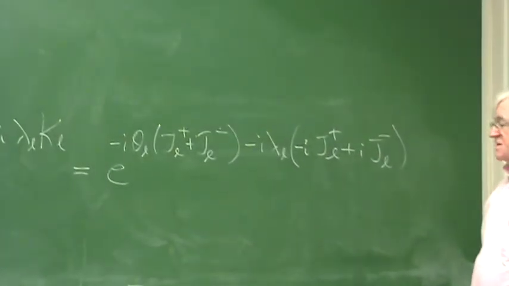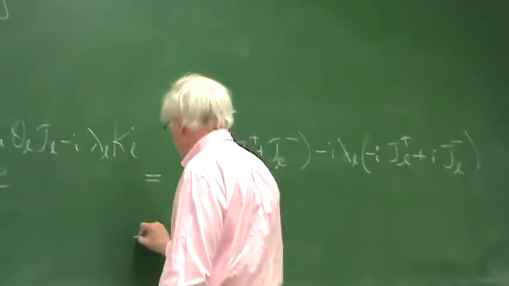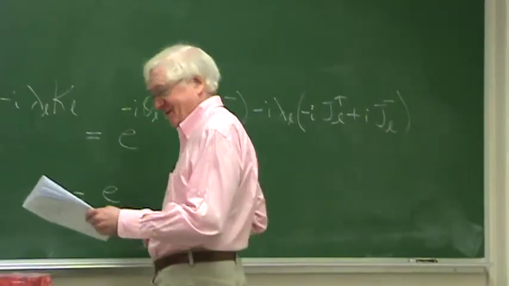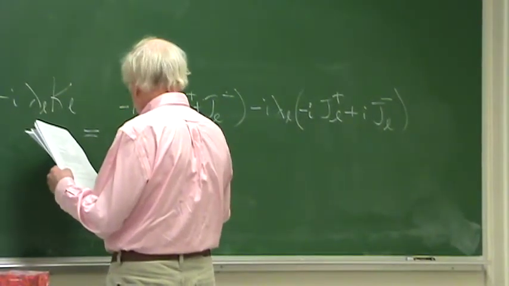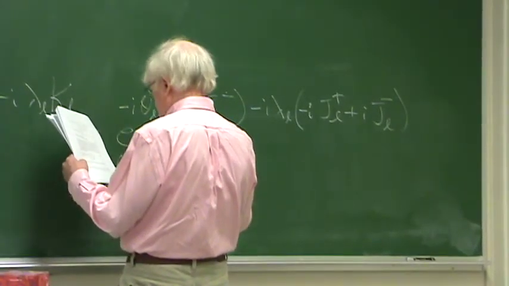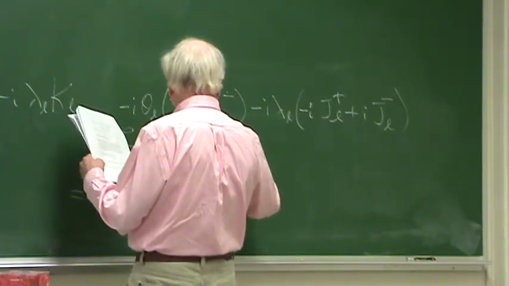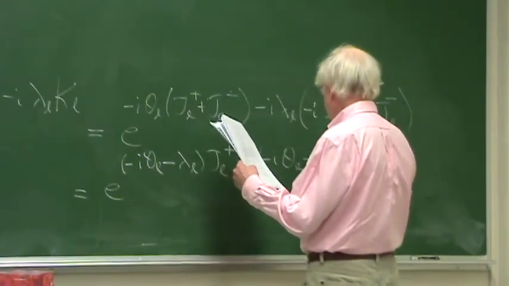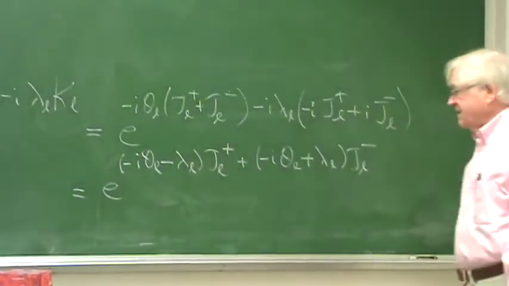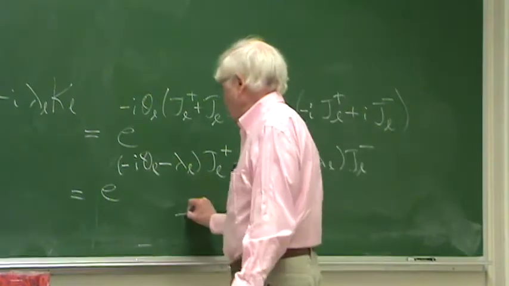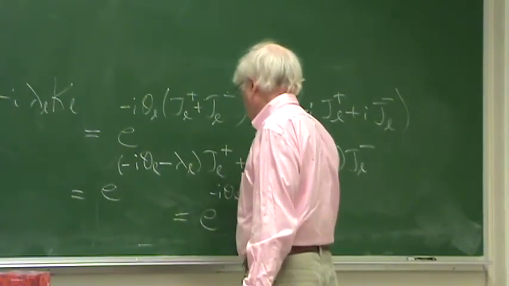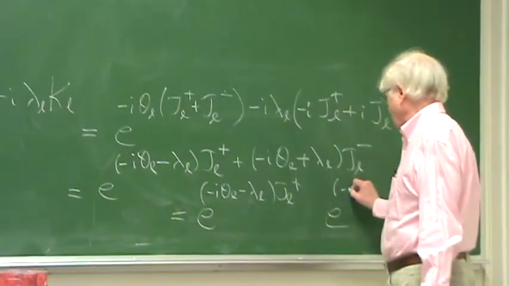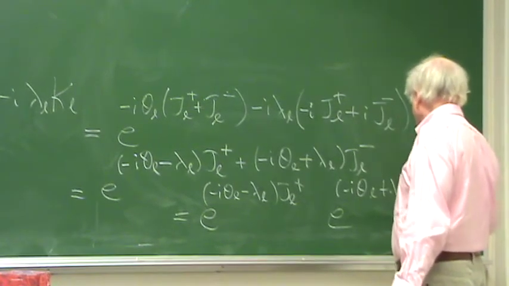But now the marvelous thing is the J pluses and the J minuses commute. And so we can rewrite this as E. My left hand was down when I wrote that, so you want to look at it carefully. This is minus i theta_L minus lambda_L J_L plus, plus minus i theta_L plus lambda_L J_L minus. Since the J pluses and the J minuses commute, we can rewrite this as E to the minus i theta_L minus lambda_L J_L plus times E to the minus i theta_L plus lambda_L J_L minus.